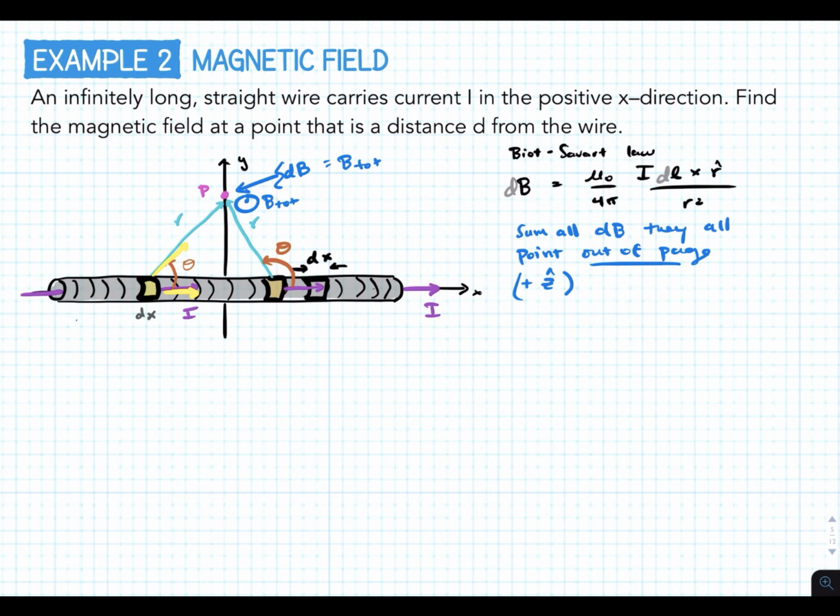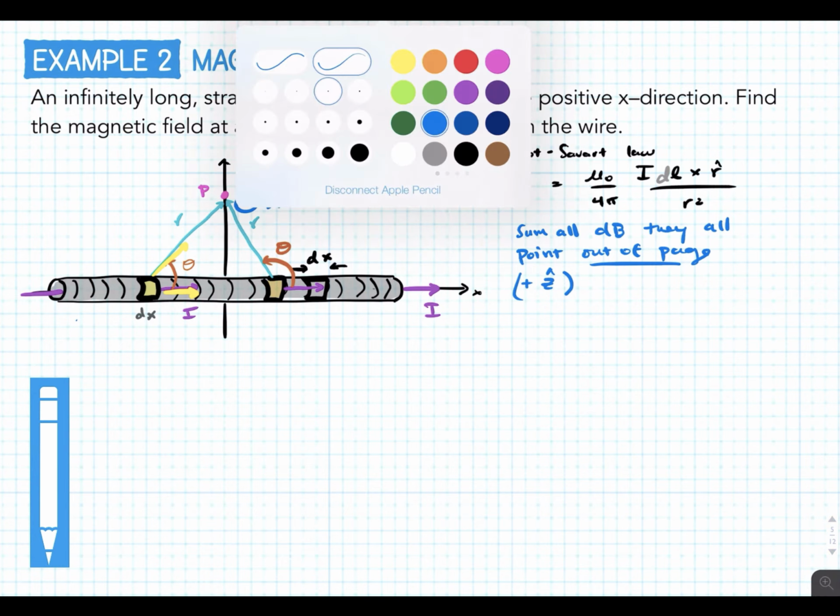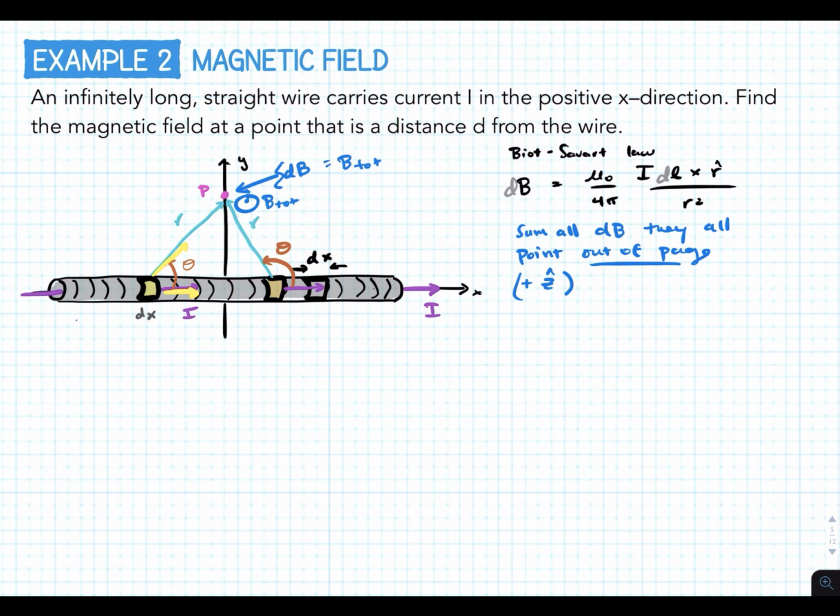All right, so we have our direction. Now we're just going to worry about the magnitude. So we can rewrite our Biot-Savart law to be dB is equal to mu naught over 4 pi I dx sine of theta over r squared.